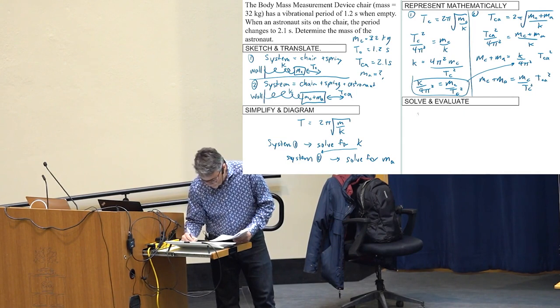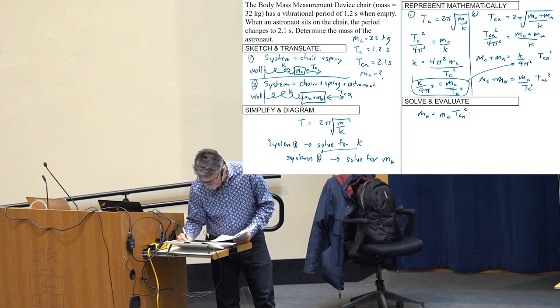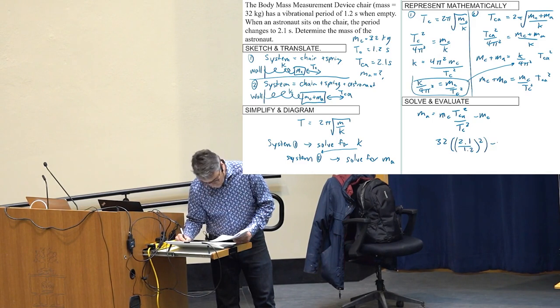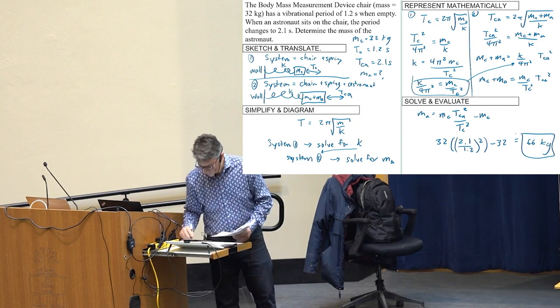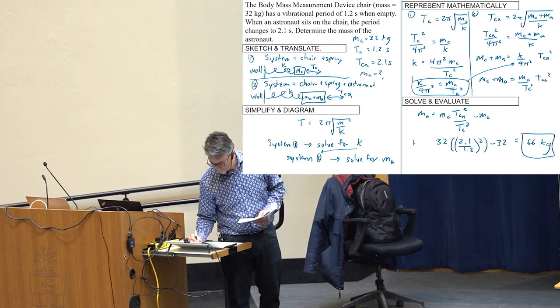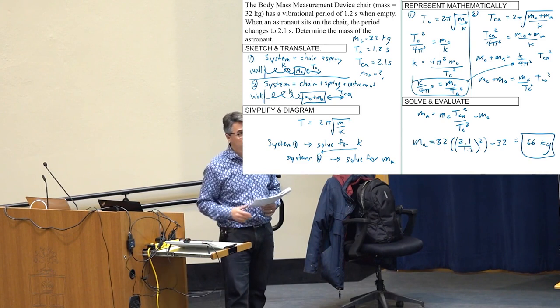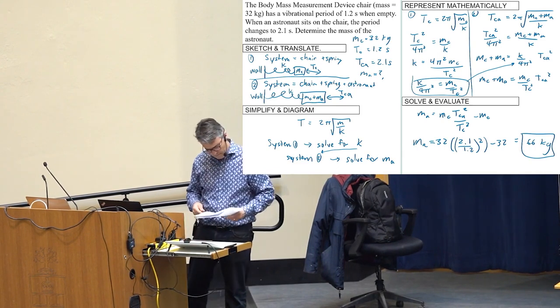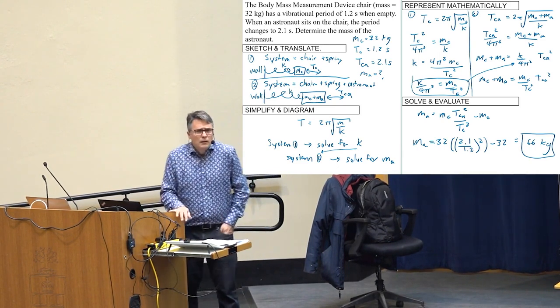Okay. So the mass ma is equal to the mass of the chair times tca squared divided by tc squared, minus mc. So I get 32 times 2.1 over 1.2 squared, minus 32. I get 66 kilograms, something like that, is the mass of the astronaut. Okay.